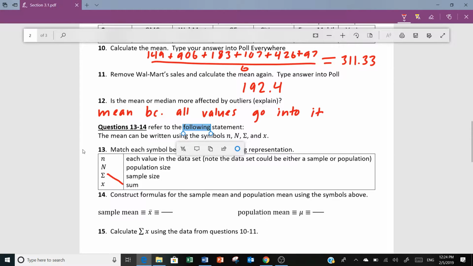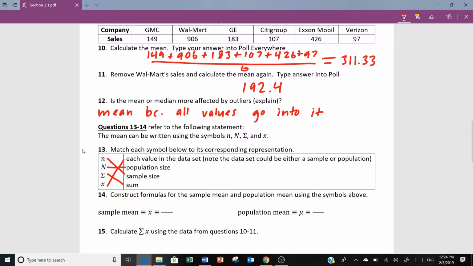Good. So little n is the sample size. Capital N, the big N, is going to be the big population. And that means X is each value in the data set. Now we don't have two different X's for some reason. I don't know why. It really should be little x if your data set is a sample, and huge X if it's a population, but our mathematicians didn't decide to do that. They're just using a one-letter-fits-all approach.